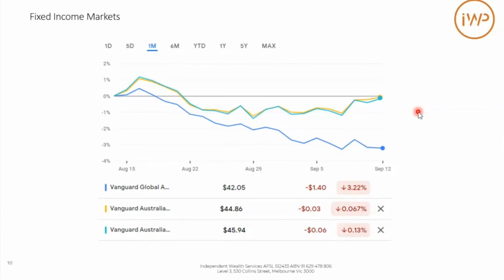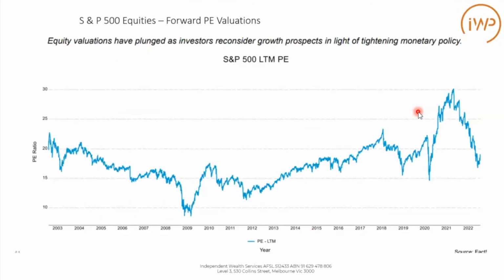All right, so I think that probably takes us through fixed income. This is just a quick one on the S&P forward PE valuations. PE is typically used as a valuation methodology for working out how expensive equity markets are. And towards the end of 2021, we saw PEs on the S&P 500 up to around 30. So in historical context, that looks expensive.